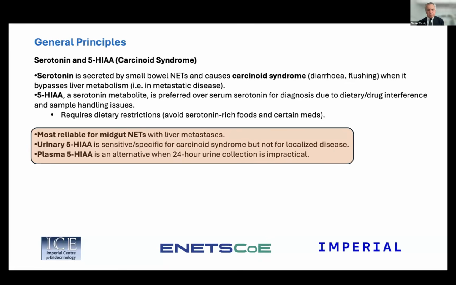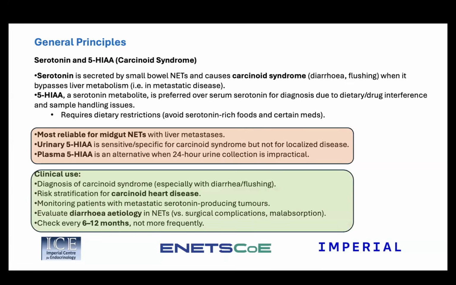Plasma 5-HIAA is an alternative, but it's not widely available. It has been used, and there are publications when it was used together with 24-hour urine baseline collection for monitoring of disease progression. So the clinical use is for diagnosis of carcinoid syndrome, in particular patients presenting with diarrhea and flushing, for risk stratification, monitoring patients with metastatic serotonin-producing tumors, and evaluating the etiology of diarrhea in neuroendocrine tumors. So we generally recommend to do a urine collection every 6 to 12 months.